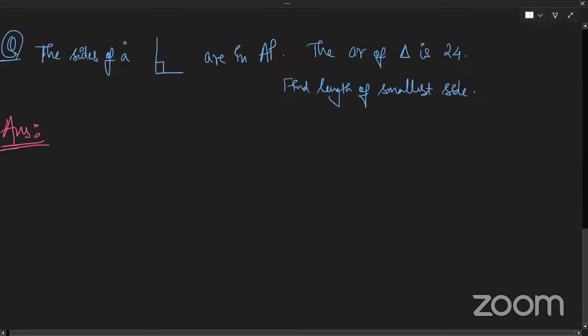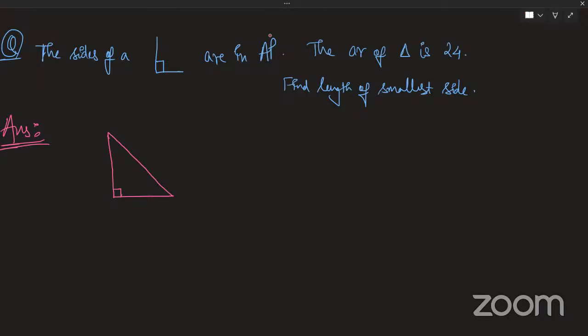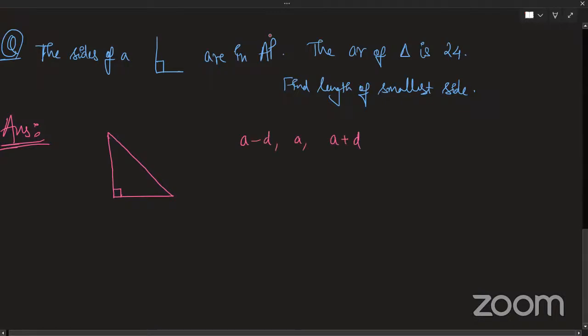So basically what is happening is I have a right angle triangle like this, whose sides are in AP. So what can I assume the lengths of the sides as? I will take them as a minus d, a and a plus d, right?